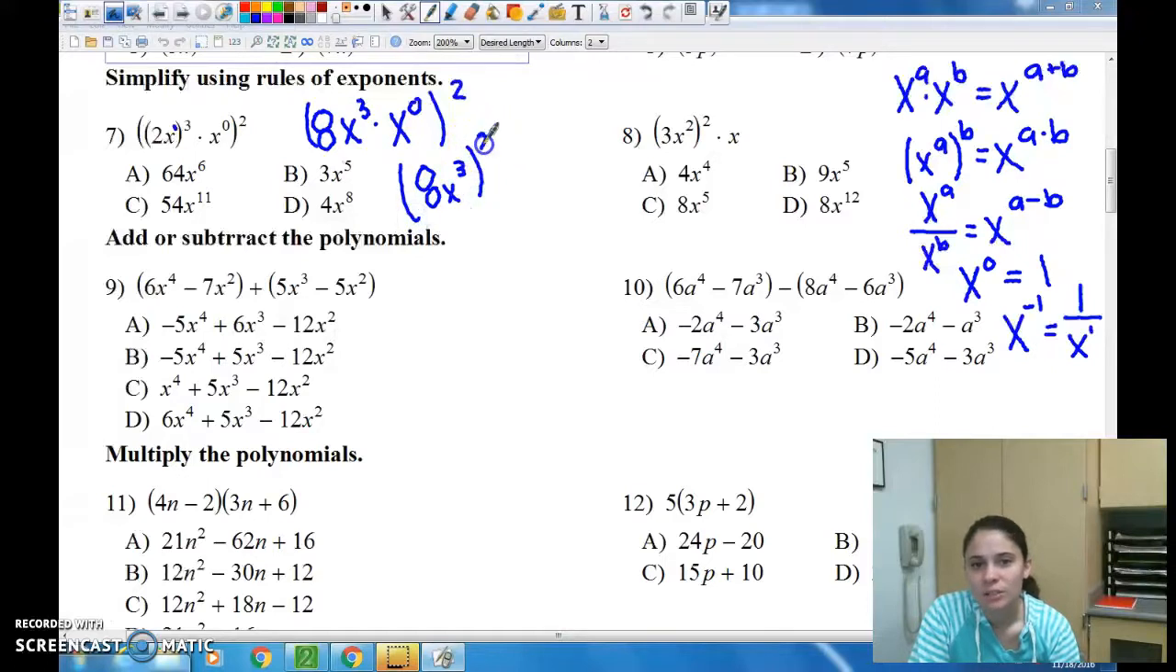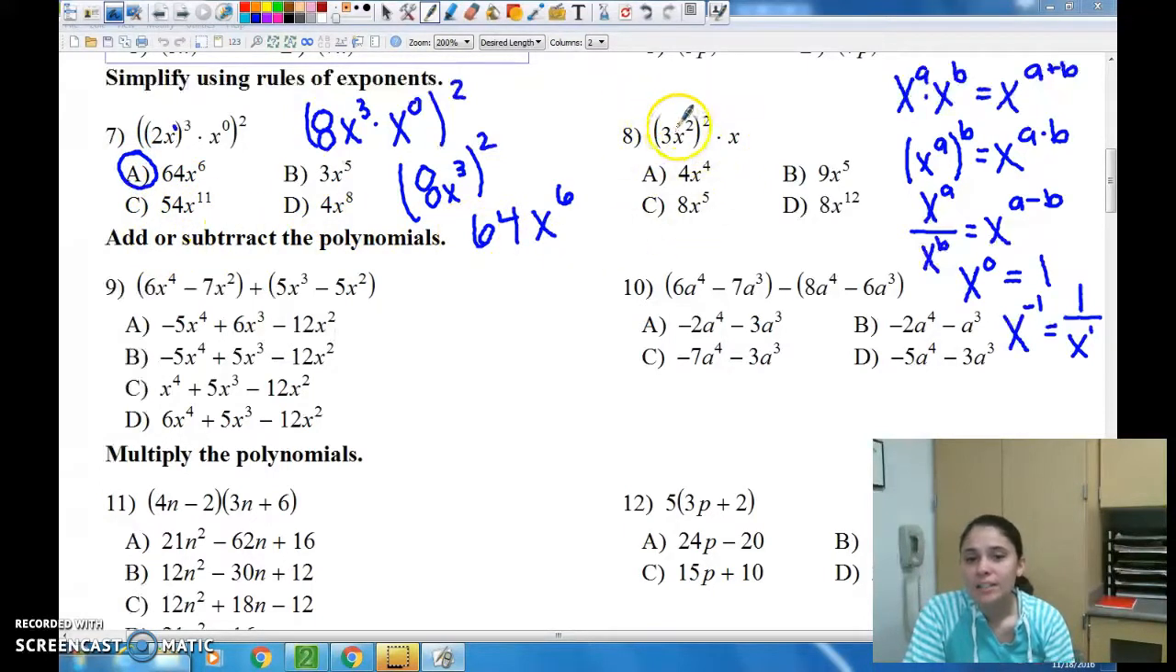And then that is being squared. So now I can do just what I did on the inside over here. I need to do 8 squared and x to the third squared. So 8 squared, 8 times 8 is 64. And then to simplify these exponents, I just do 3 times 2, like this rule told me right over here. And 3 times 2 is 6. So I have 64x to the 6th, which is letter A.